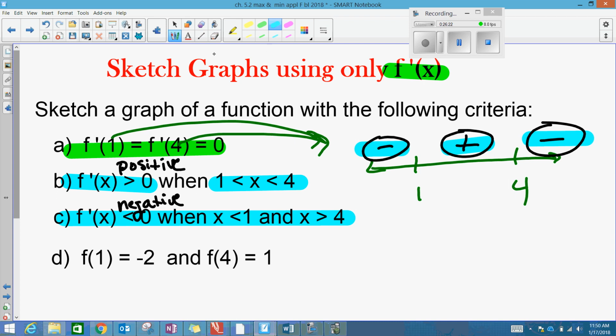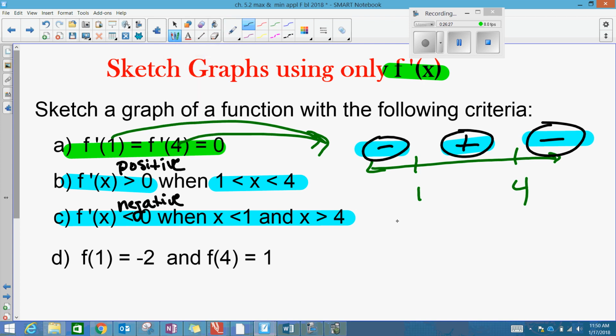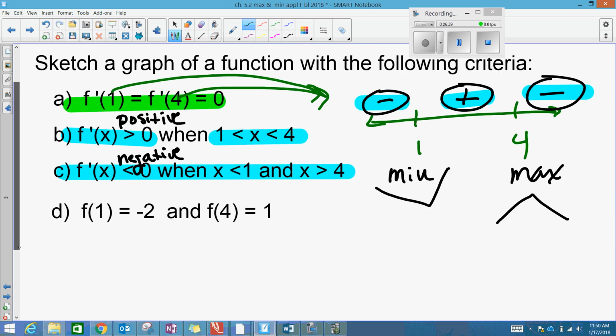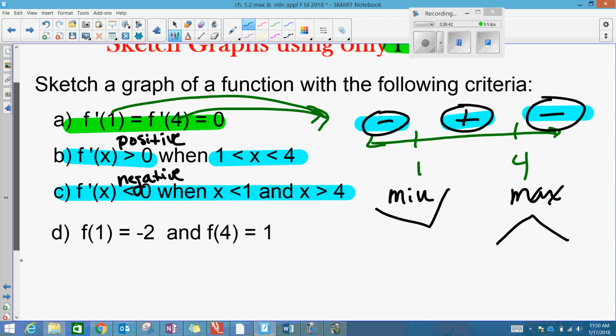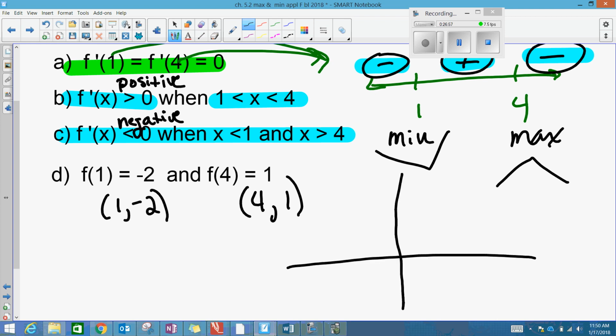Okay, so looking at this, we know that 1 is a min because it's decreasing then increasing, and 4 is a max because it's increasing then decreasing. This tells us our point values. So at 1, when x equals 1 in the original function, y is negative 2. When x equals 4, y is 1. So that gives us enough to sketch our graph.